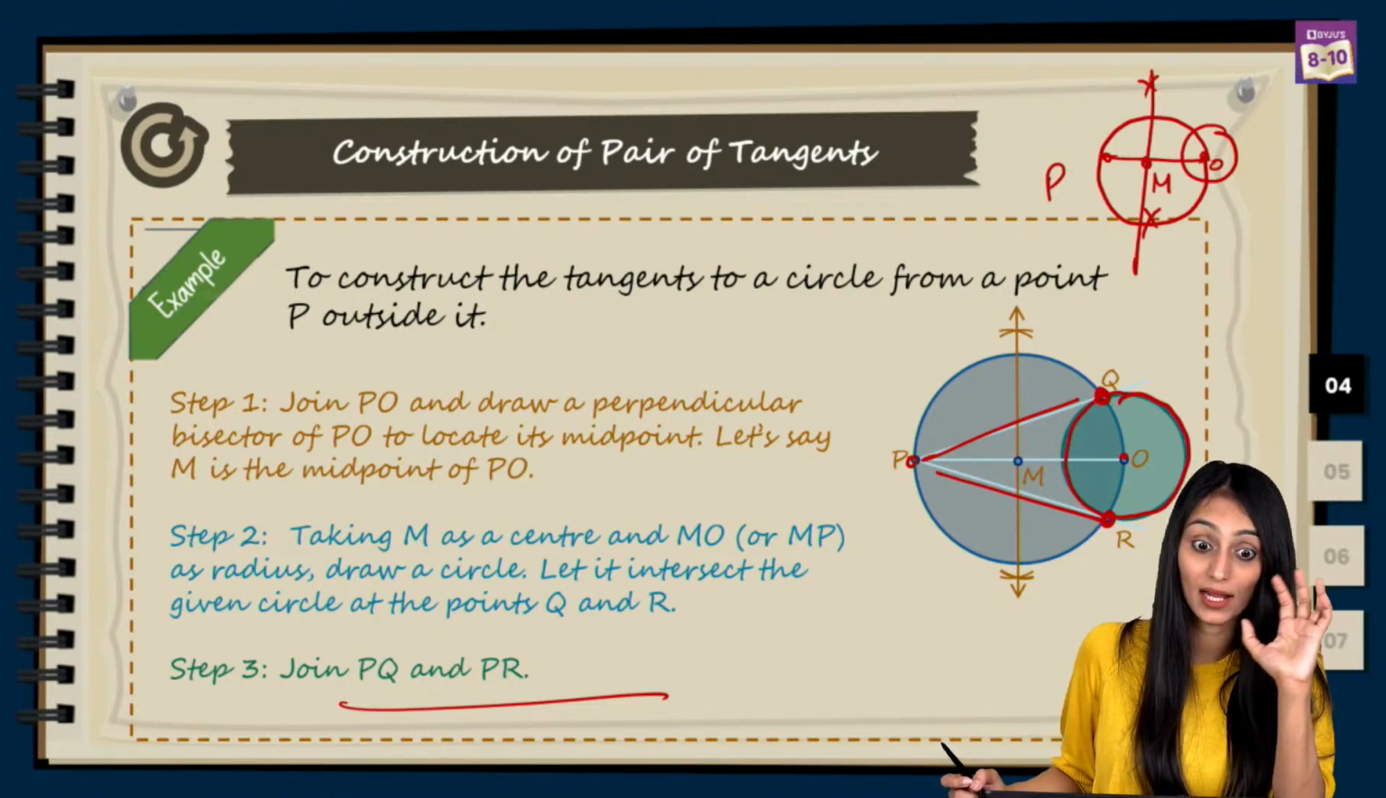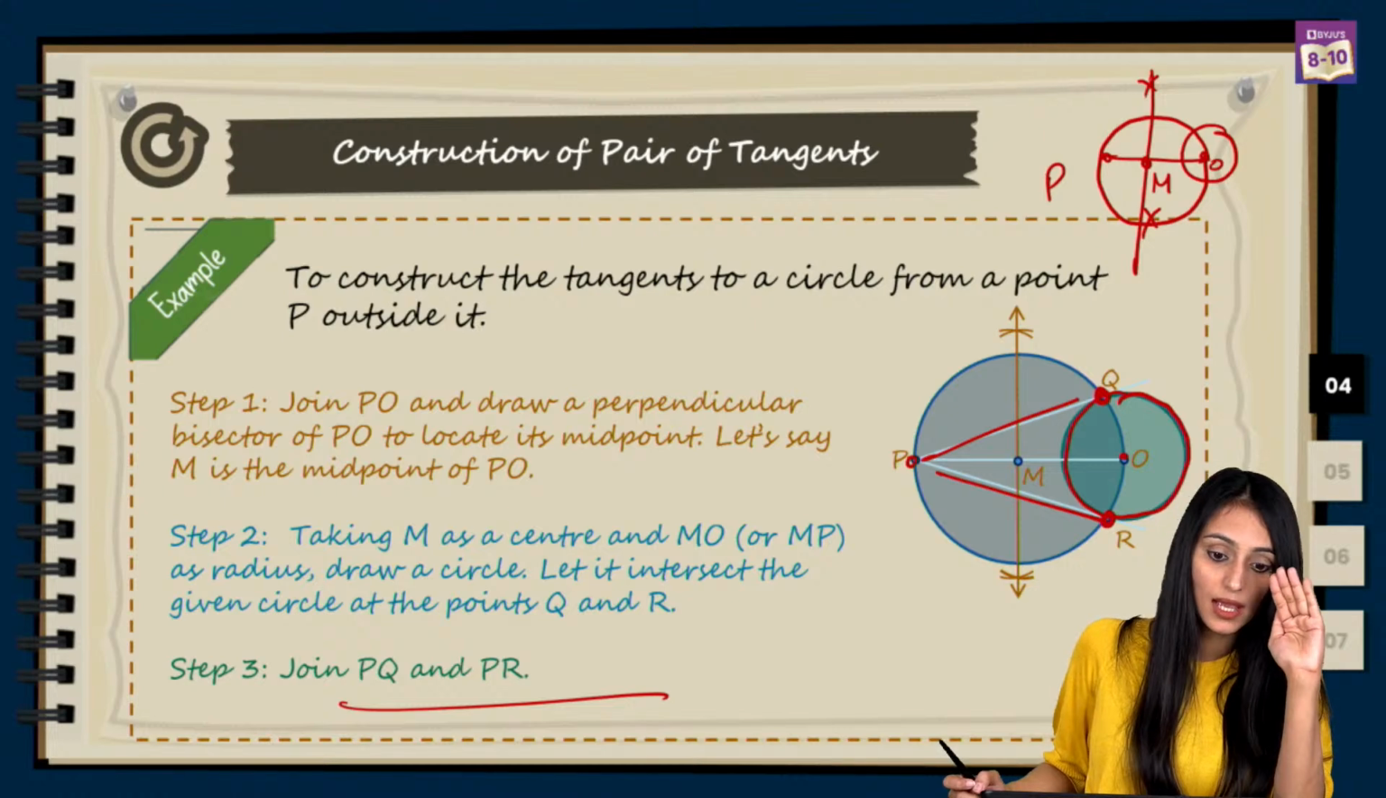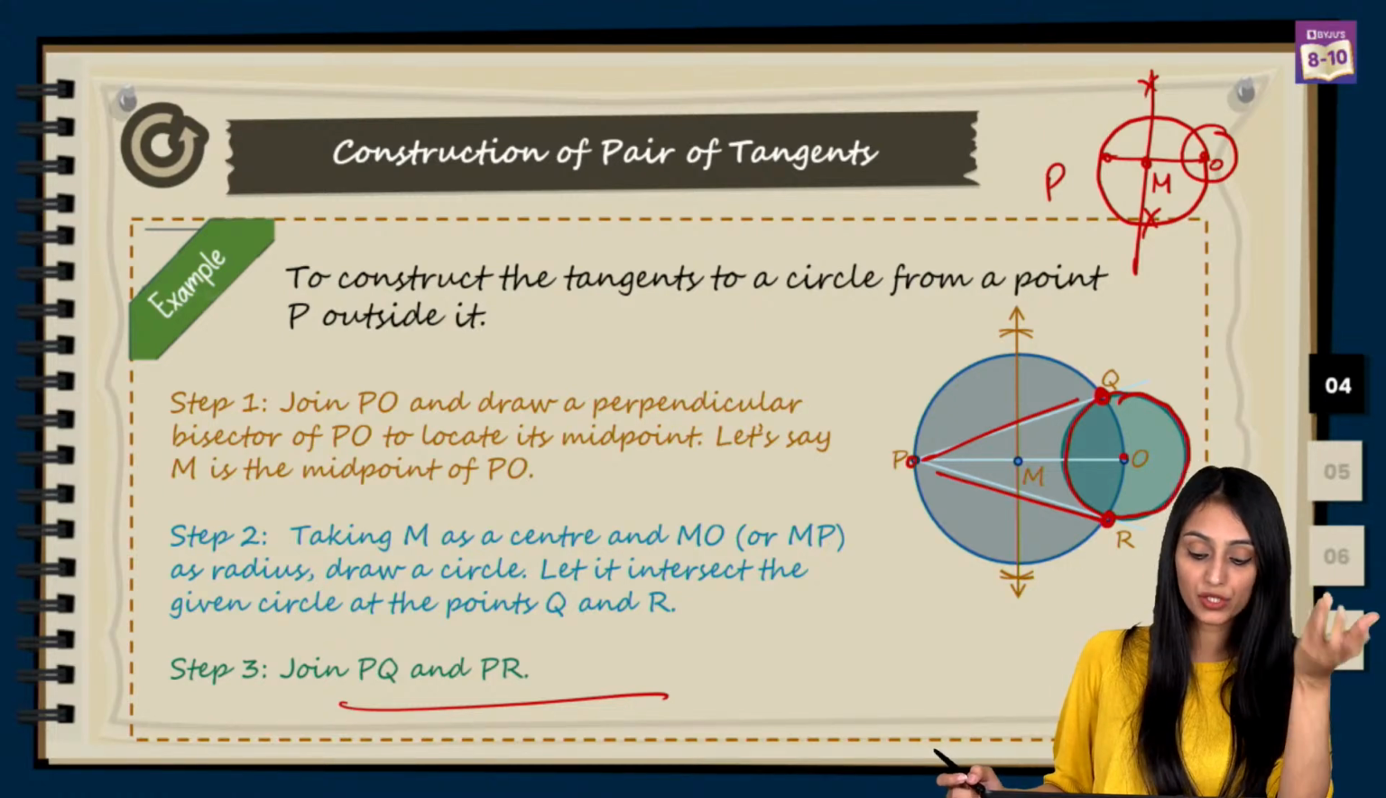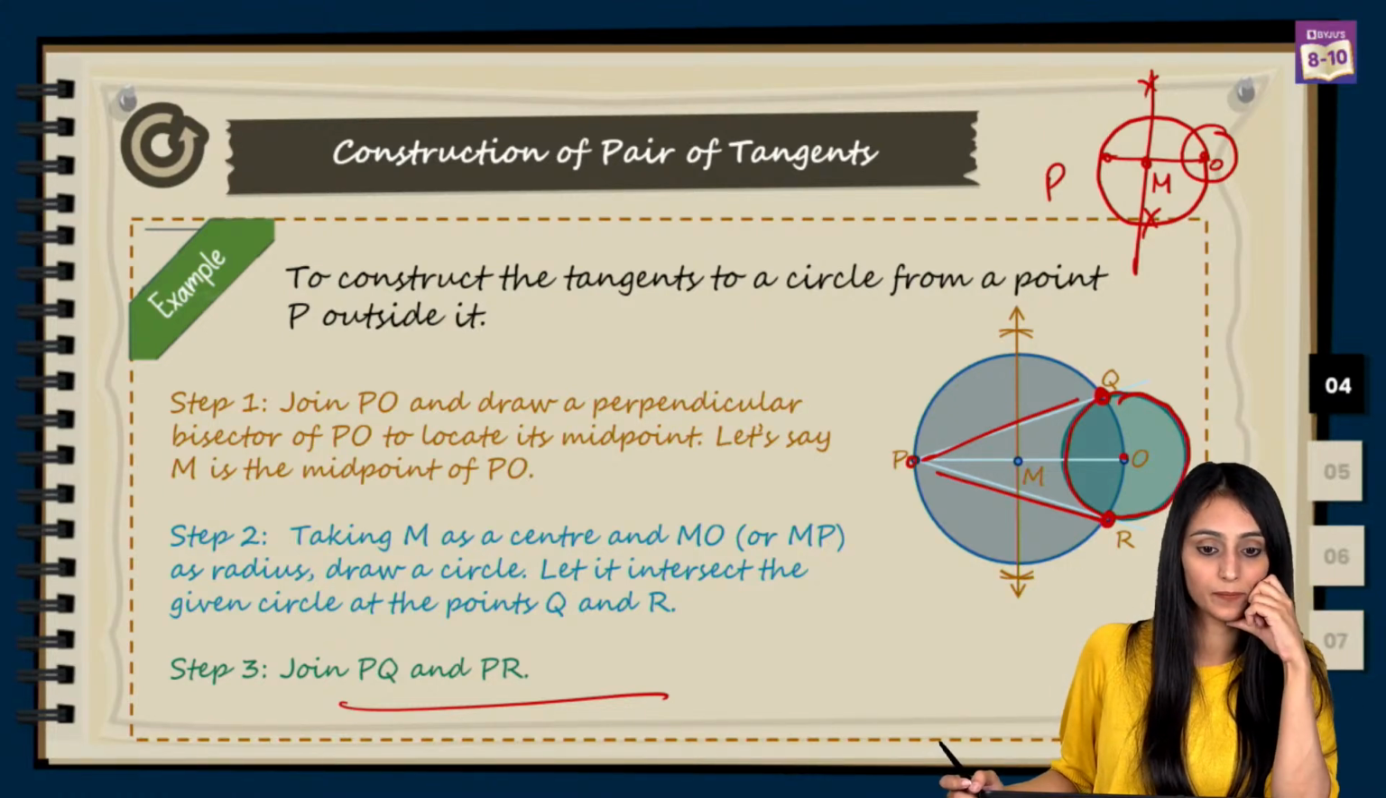Okay, I'll go a little slower now. Is this clear to everyone how to construct tangents to a circle from an external point?